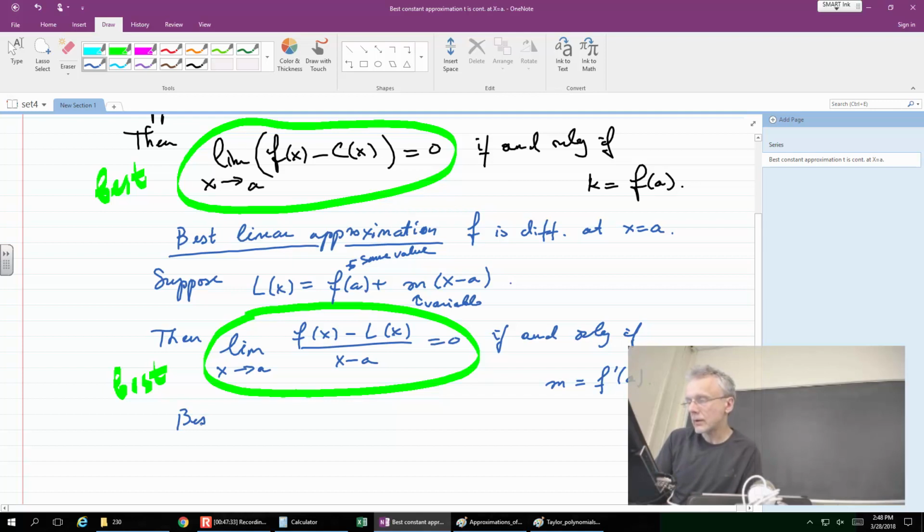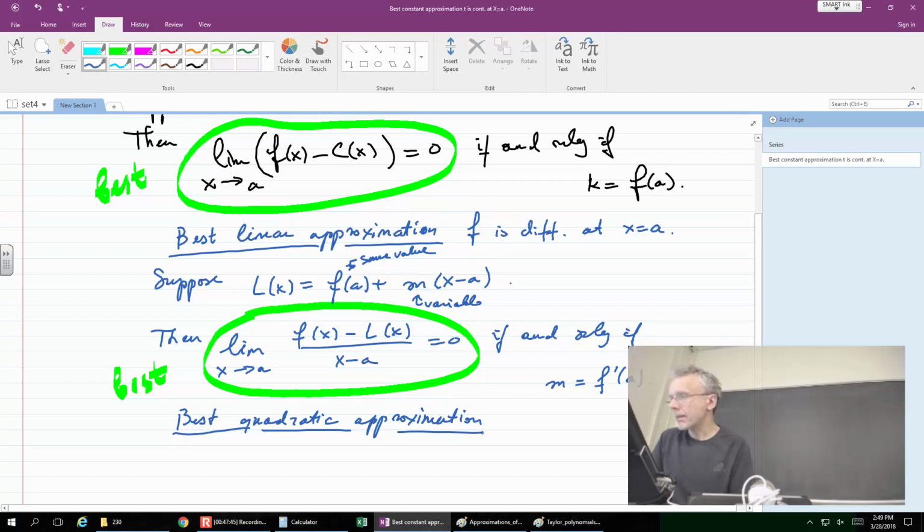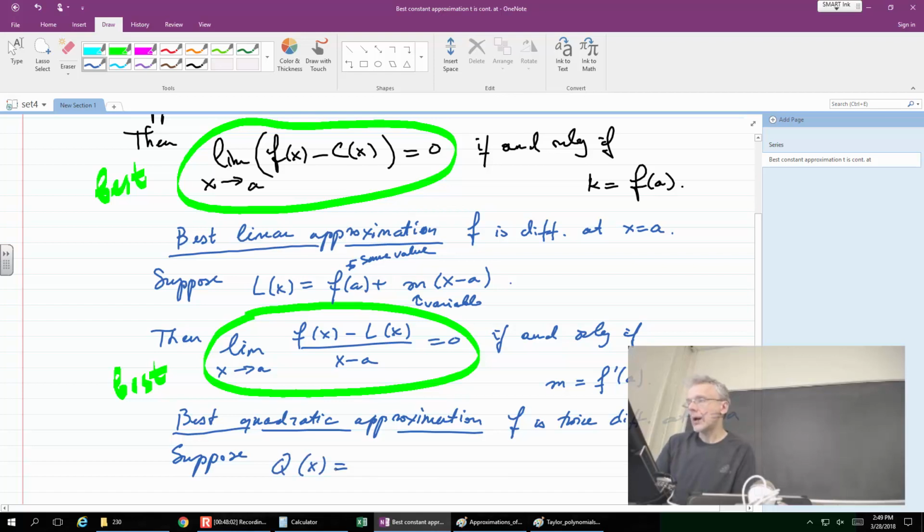Okay, and then we continue in the same fashion. So, best quadratic approximation. Now f is twice differentiable. And now we want to look at a quadratic function, where once again we recycle the results that we have had. It has to pass through the point, so it will be f of a here. That's the constant part of our quadratic function.